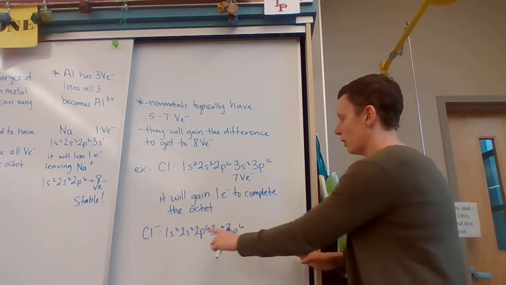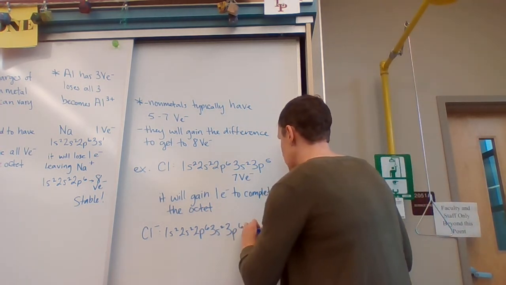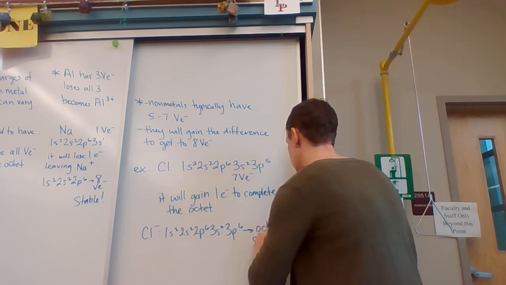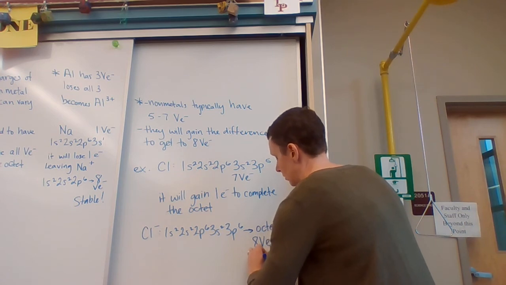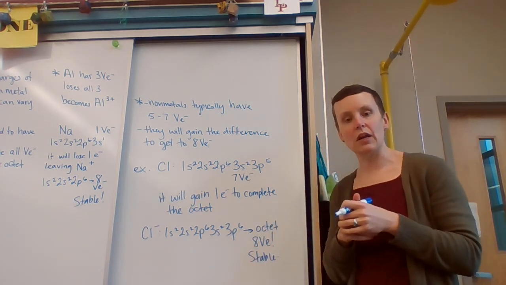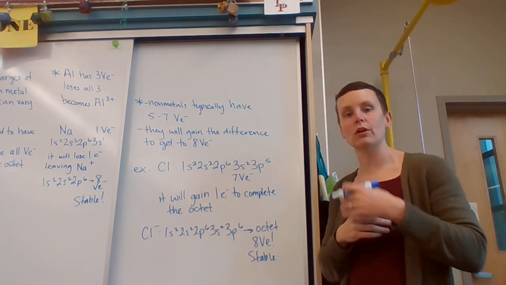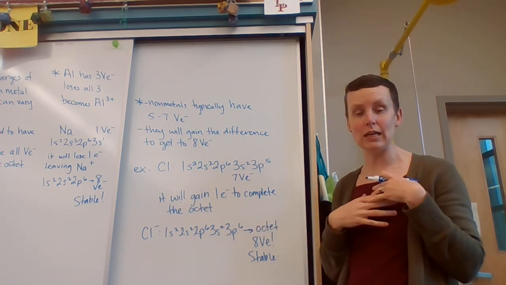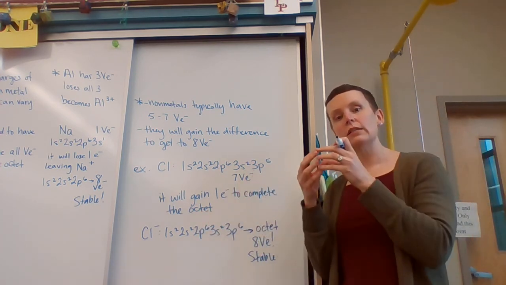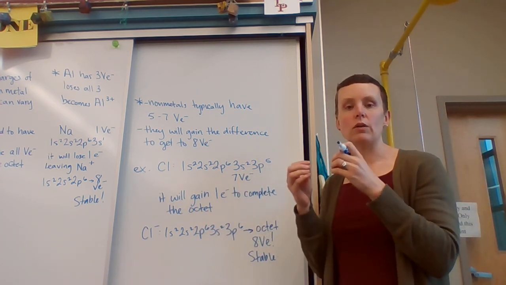So there we are: octet, 8 valence electrons, stable. That's why sodium and chloride are such good friends. Sodium wants to get rid of 1 to be stable. Chlorine needs to gain 1 to be stable. So we get sodium positive, chloride negative, they stick together, ionic bond, sodium chloride.